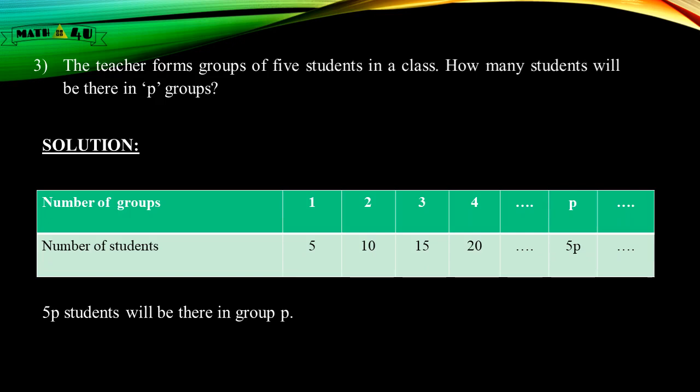The teacher forms groups of 5 students in a class. How many students will be there in P groups? Number of groups, let us take it as 1, 2, 3, 4, etc. And number of students: for one group, 5. For 2, it will be 2 into 5, that is equal to 10. For 3, it is 3 into 5, that is equal to 15. For 4, 4 into 5, that is equal to 20, and so on. If it is P, it is 5 into P, that is equal to 5P. Answer: 5P students will be there in P groups.